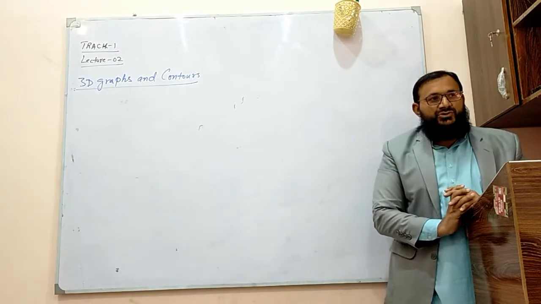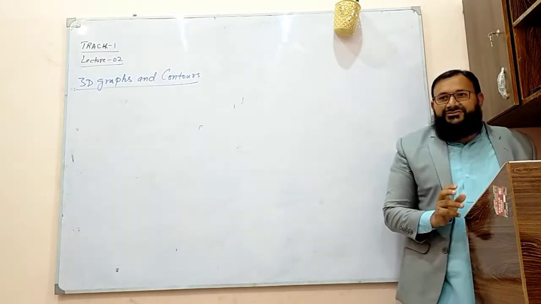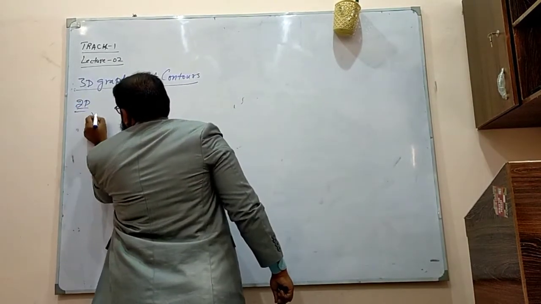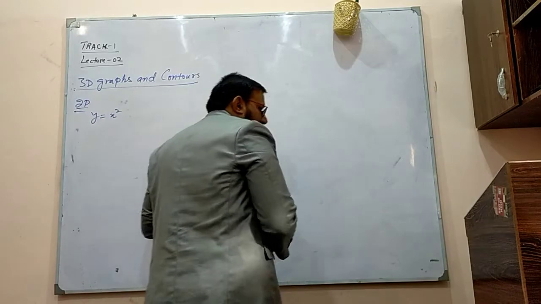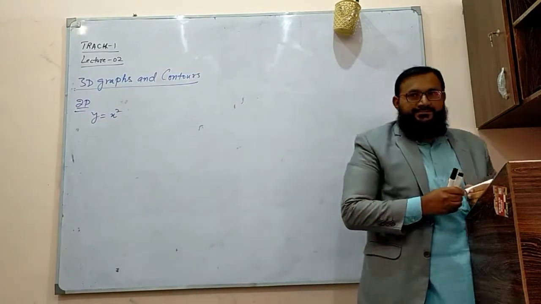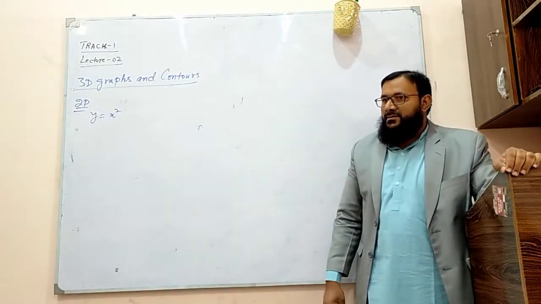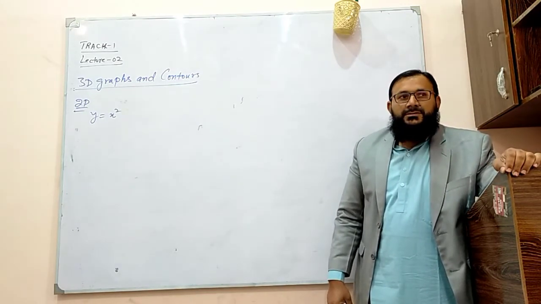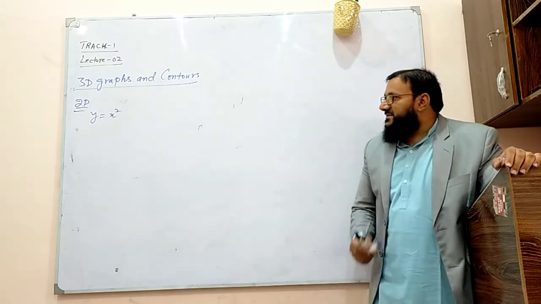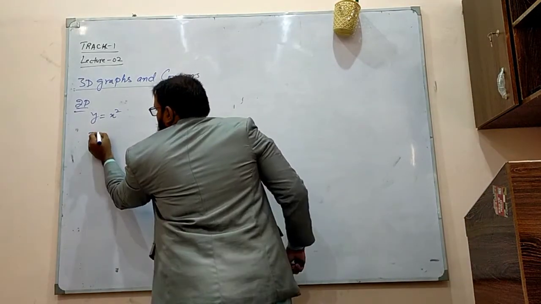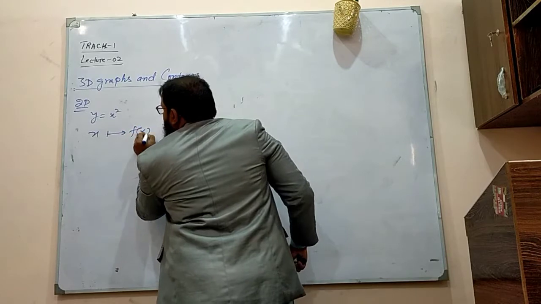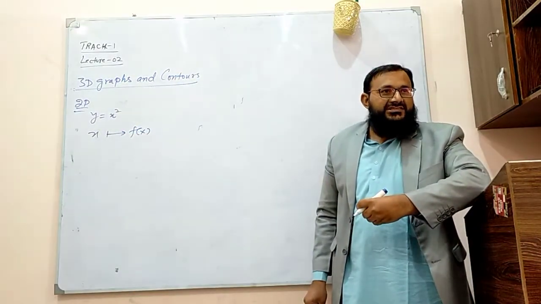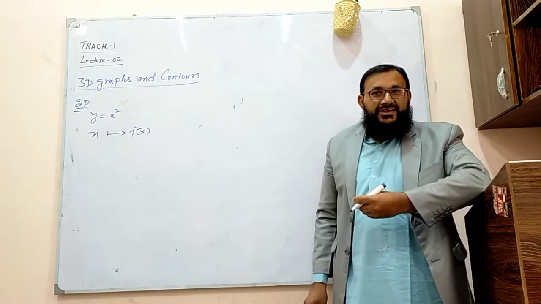But the question is, how do we do it in 2D? I give you any function, let's take the case of 2D, y is equal to x square. How do you do it? So our input is x, our output is f of x. You take the value of x and you get the value of f of x.